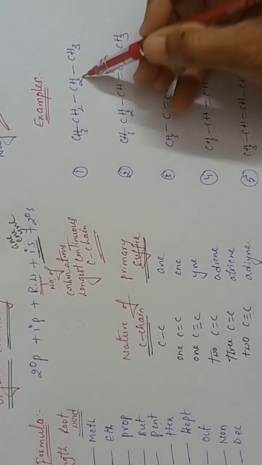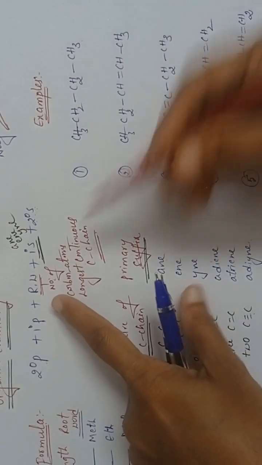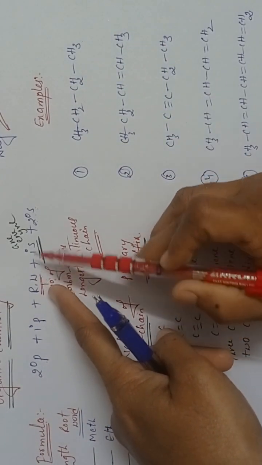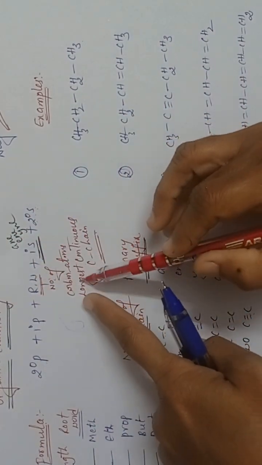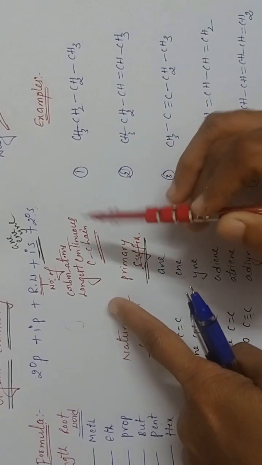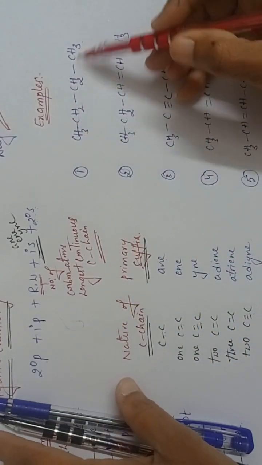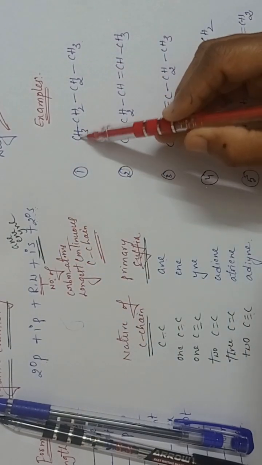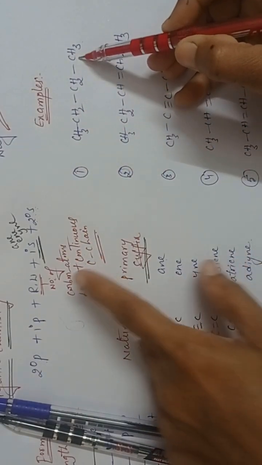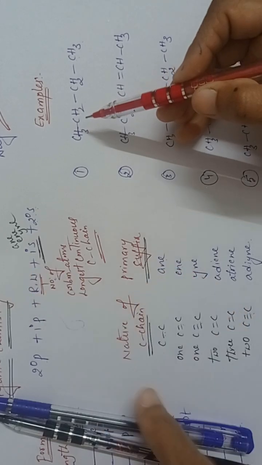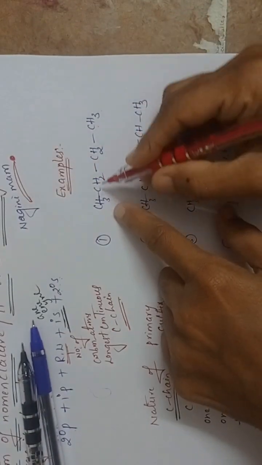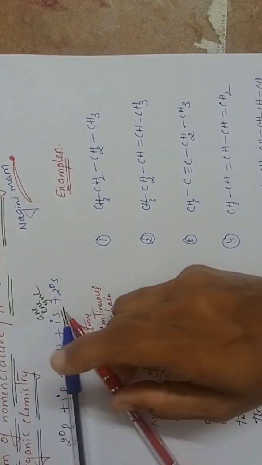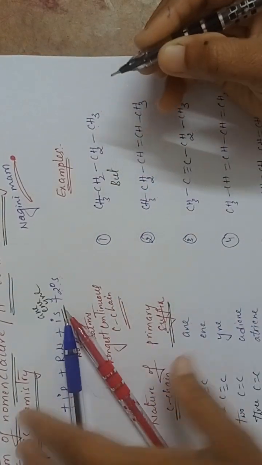So CH3, CH2, CH2, CH3 is there. Here two parts, root word and primary suffix, are to be completed in the formula. Root word indicates the number of carbon atoms present in the longest continuous carbon chain. So in this longest continuous carbon chain, how many carbon atoms are there? 1, 2, 3, 4 carbons are there. So 4 carbons means what root word do we have to use? C4, 4 carbon atoms means but. But root word we have to follow. So that's why we have to use but. But root word completed.